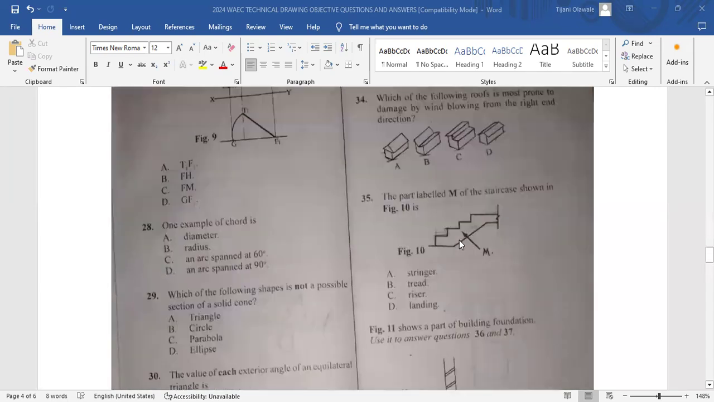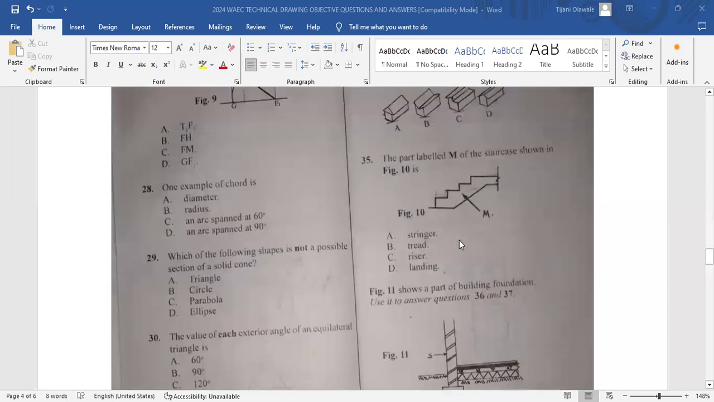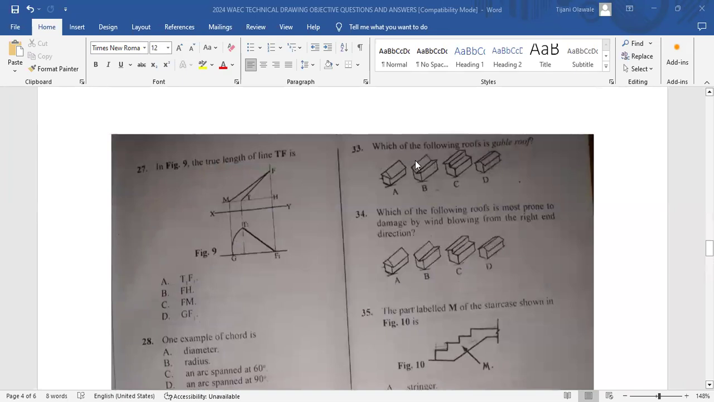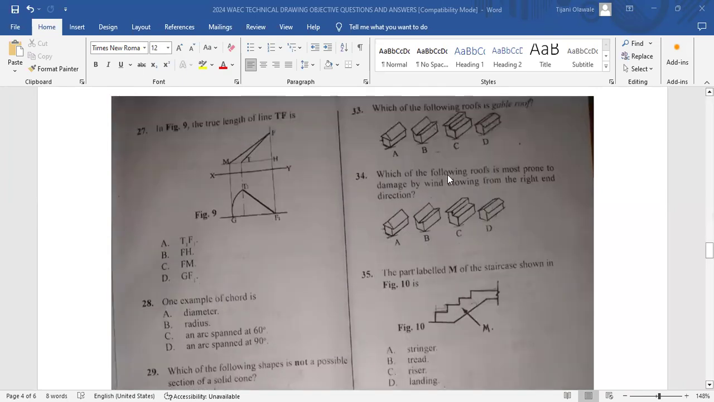Then question 33. So we have answered 31, 32. Question 33 says, which of the following roofs is a gable roof? That is option D, the answer to that question. Question 34, which of the following roofs is most prone to damage by wind blowing from the right-hand direction? The answer is option C. This particular type of roof will be prone to damage by wind blowing from the right side. So option C is the answer to that question.